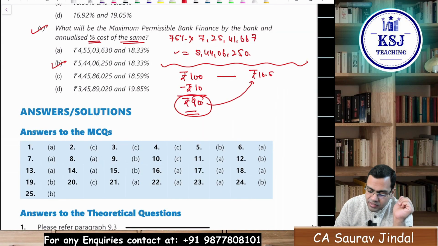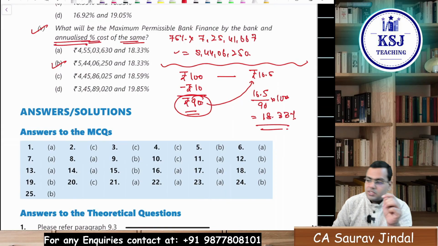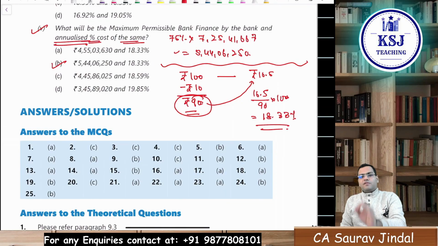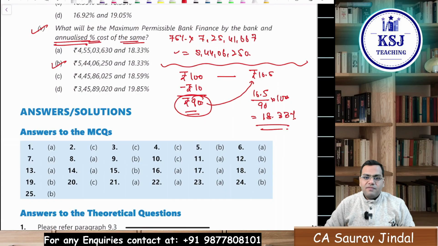Now calculate the cost. 16.5 rupees is the cost for using 100? No, 90 rupees, multiplied by 100, right? So this comes to 18.33%. This is the meaning of annualized percentage cost of the same, that is, to use a certain amount of money to get a certain benefit. What is the cost or what is the loss that you have to bear, right?